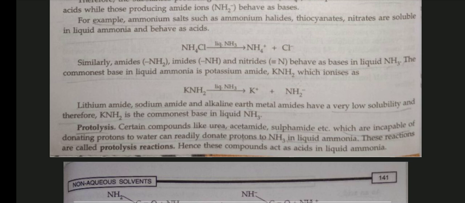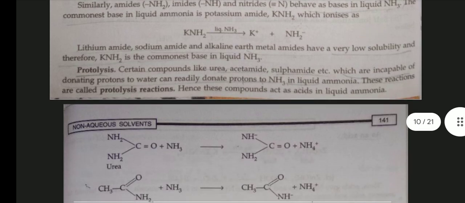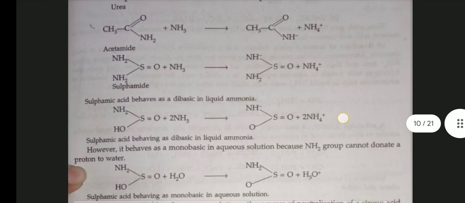The commonest base in liquid ammonia is potassium amide, KNH2, since lithium amide, sodium amide, and alkaline earth metal amides have a very low solubility, and therefore KNH2 is the commonest base in liquid NH3. Protolysis: certain compounds like urea, acetamide, sulfamide, etc., which are incapable of donating a proton to water, can readily donate a proton to NH3 in liquid ammonia. These reactions are called protolysis reactions. Hence, these compounds act as acids in liquid ammonia.